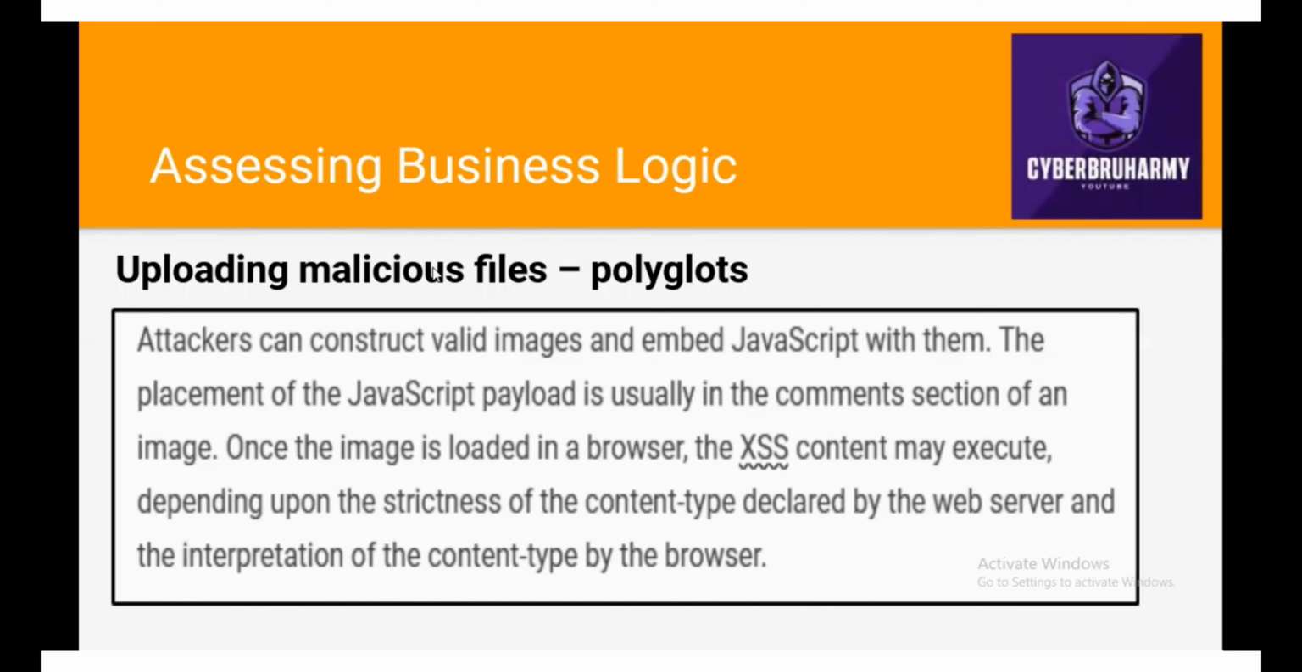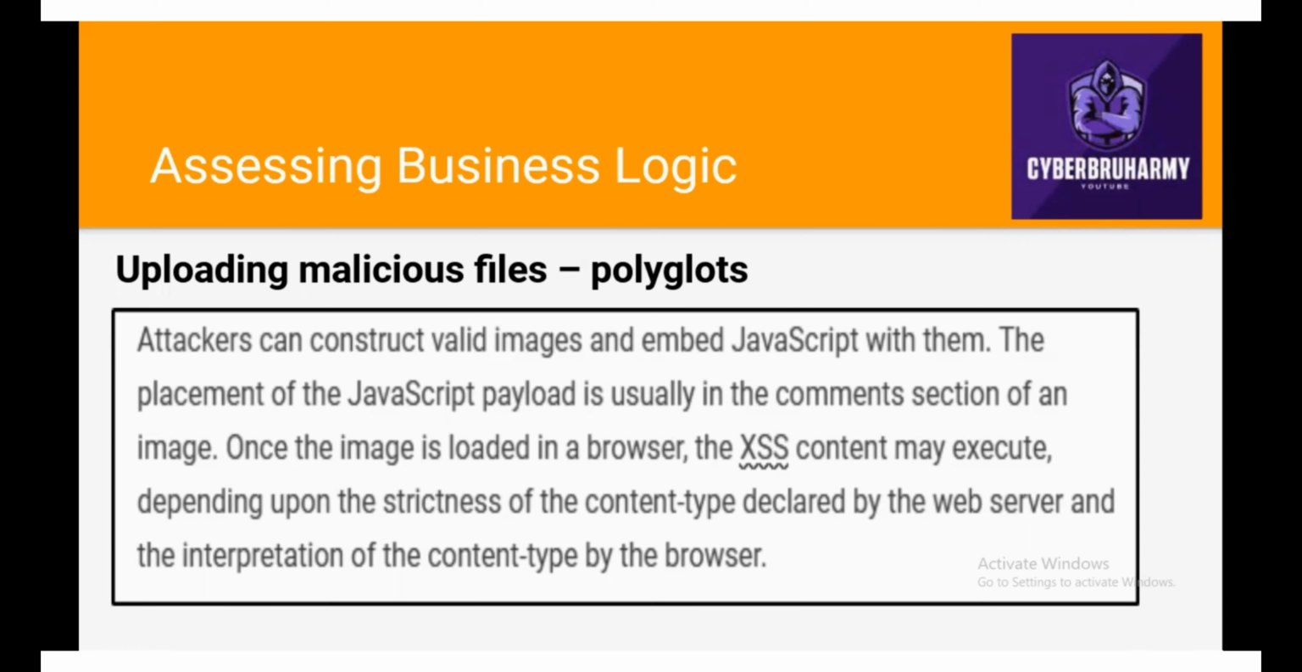The next one is uploading malicious file polyglots. Polyglot is a term defined by something that uses multiple languages. If we carry this concept into hacking, it means the creation of a cross-site scripting attack vector by using a different language as an execution point. For example, an attacker can construct a valid image and embed it with JavaScript. The placement of the JavaScript payload is usually the comment section of the image. So once the image is loaded into the browser, XSS content may be executed.